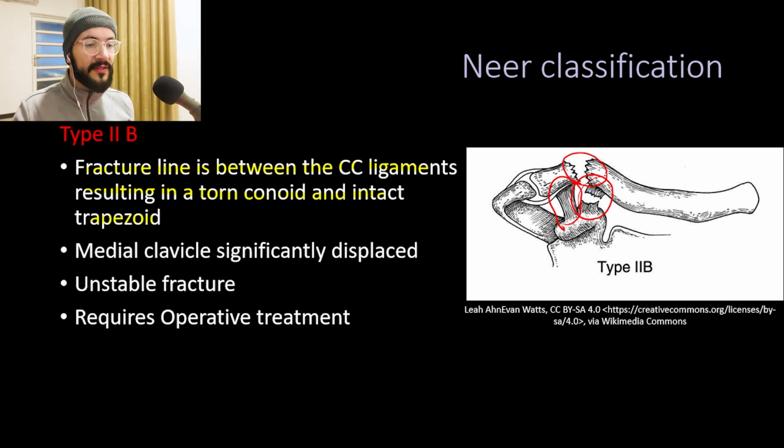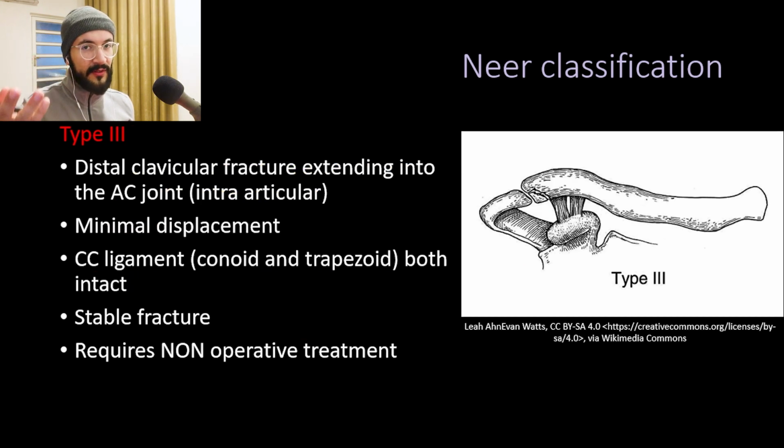And the medial clavicle is significantly displaced because of the muscle pull of the sternocleidomastoid, as we mentioned, and the other fragment is displaced downward because of the weight of the shoulder. And this is also an unstable fracture that requires operative treatment. So now again, the type 1 is lateral to the ligaments. The type 2A and B are happening one medial to the ligaments and the other one is between the ligaments. And now the type 3 is happening lateral to the ligaments again.